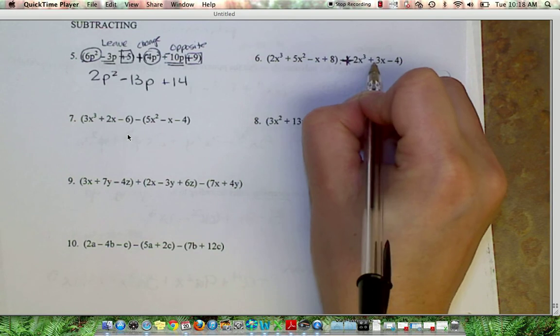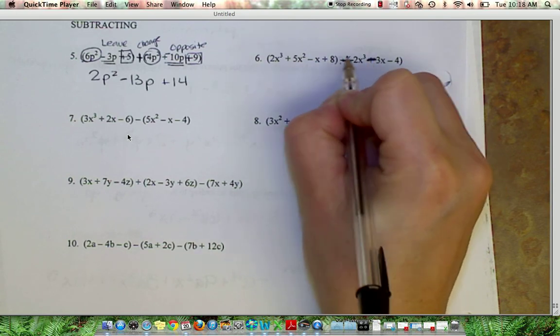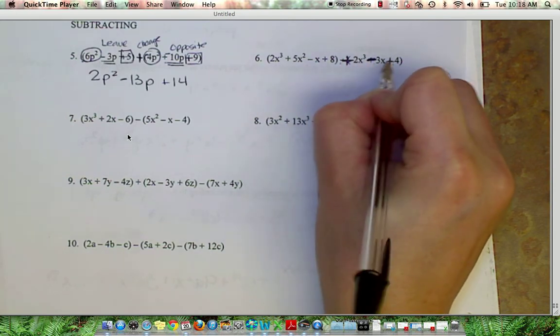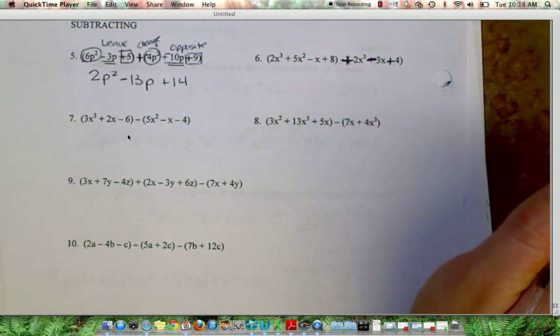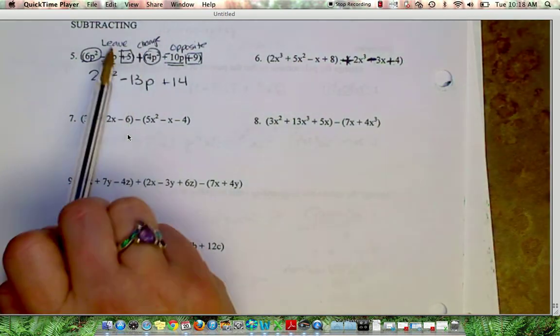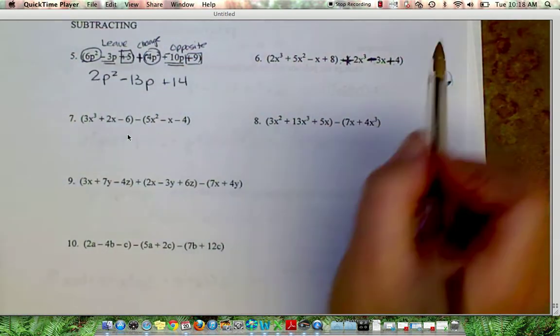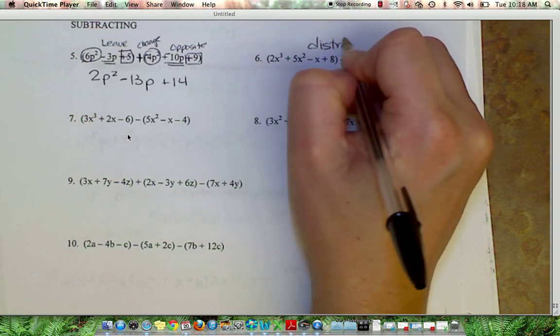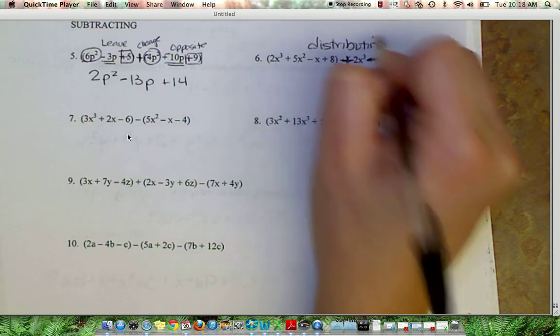A negative times this guy becomes negative. And a negative times a negative becomes positive. So either way, the signs are all going to flip. If you want to think about it like this, leave change opposite, or you can think about it as distributing a negative. Whatever works for you.